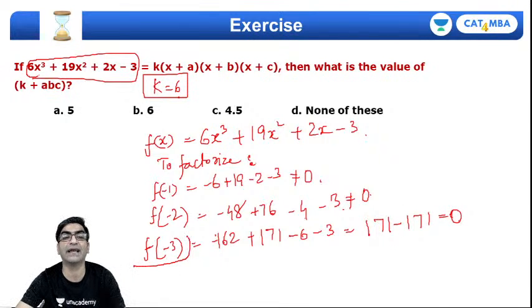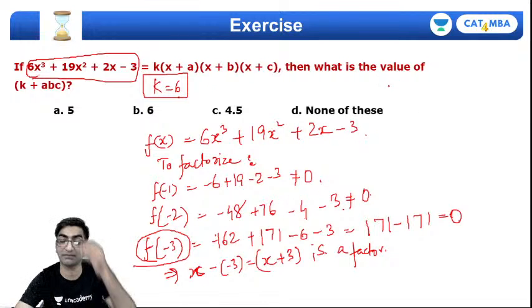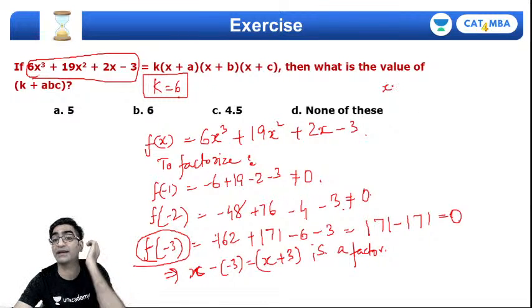And the moment I get f of a as 0, I will conclude that x minus a, that's x minus minus 3, which means x plus 3 is a factor. Right? Now the moment I have one factor, I can generate the other one, right? Let me quickly do that.